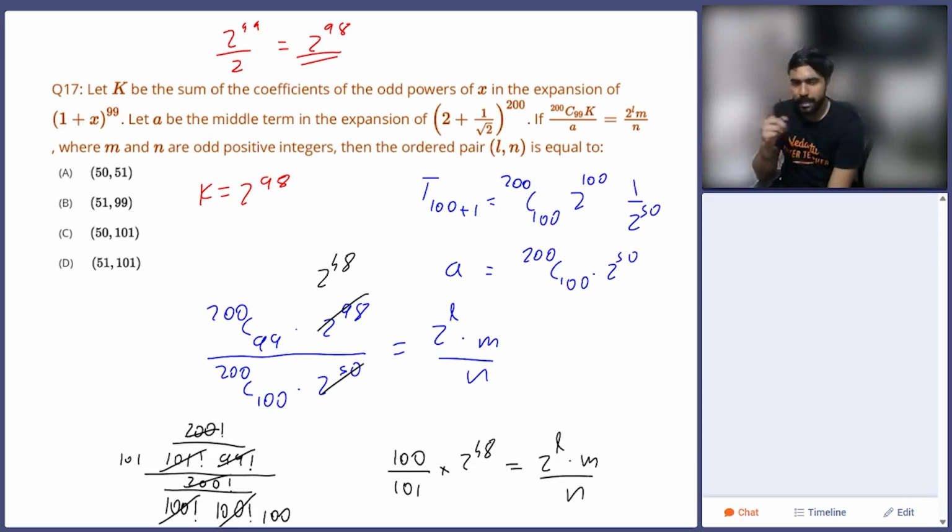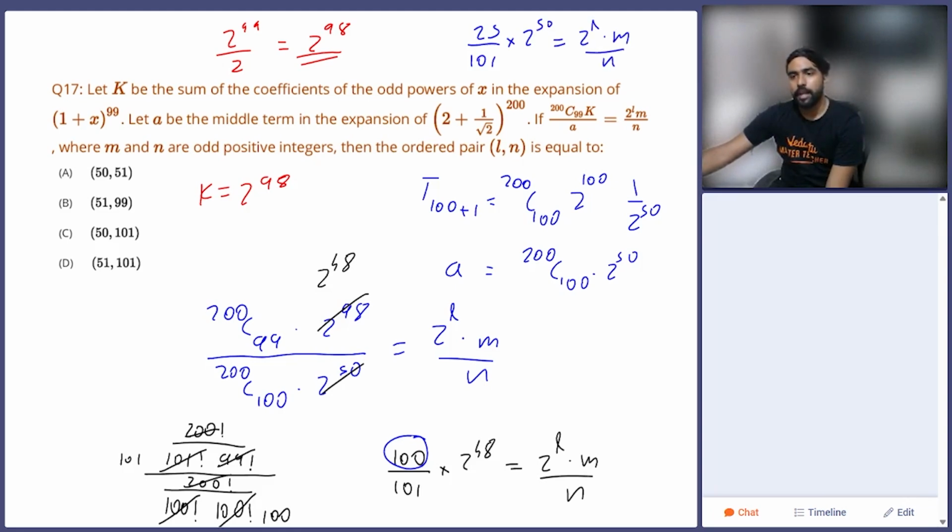Now you have been told that M and N are odd integers. So that means this 100 is not allowed. I cannot have 100 over here. So I have to write that as 2 square into 25. So send that 2 square out to 2 power 48. And I can rewrite this as 25 by 101 into 2 power 50. This is equal to 2 power L into M by N. So what is L going to be? L will be 50. And what is your N going to be? N will be 101. So 50, 101.